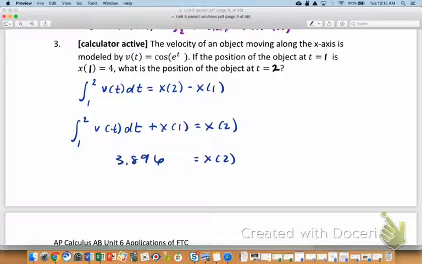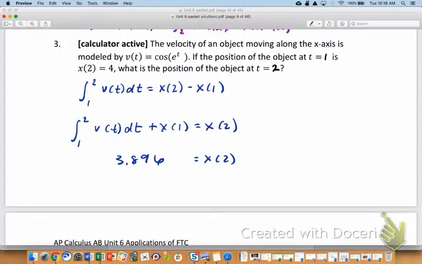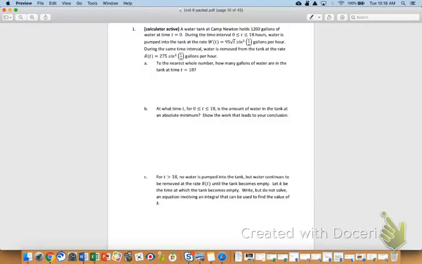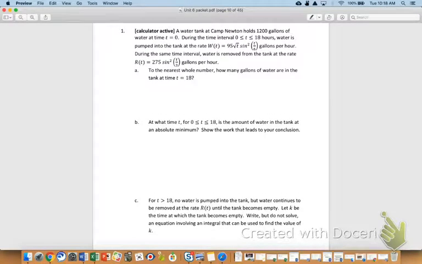So if you would, flip over and let's see what we have here. I think we have a water tank. We do. Okay. Yes. As I made a note up there, this is calculator active, mandatory calculator on most, if not all of these questions, A, B, and C. I'm going to read it out loud to you, and let's just see what you do with it.